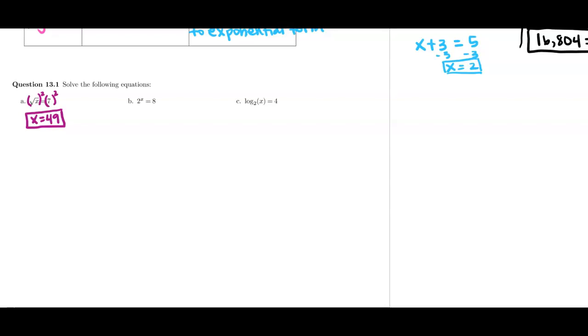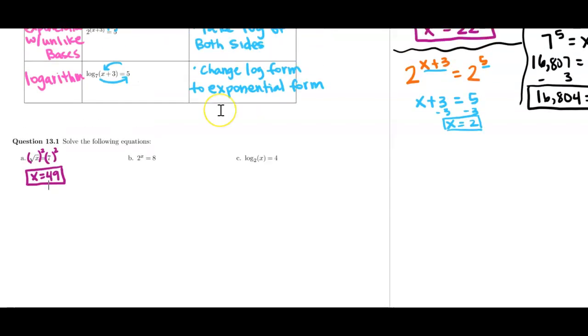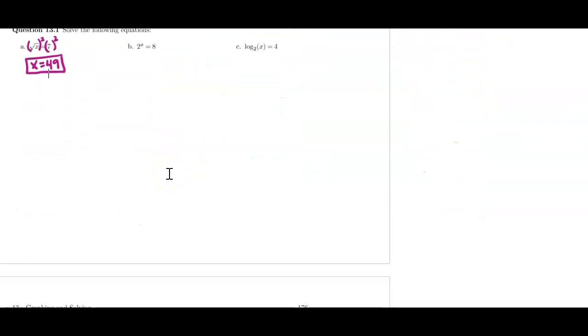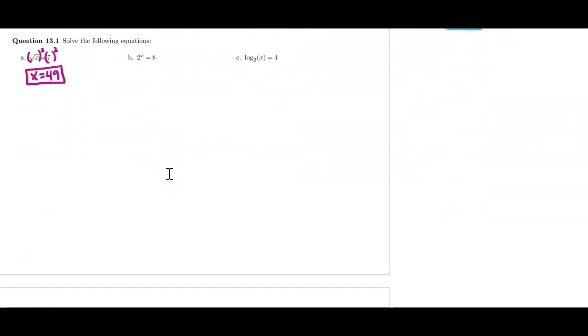Okay, what about part B on this one? So the bases are not the same here, but we can make them look the same. And if you can make those bases look the same, like we talked about up here, exponential with like bases, we can make it look like that because 2 to the third power is 8. So I could change this to be 2 to the x equals 2 to the third. So that means that x must equal 3 on that.